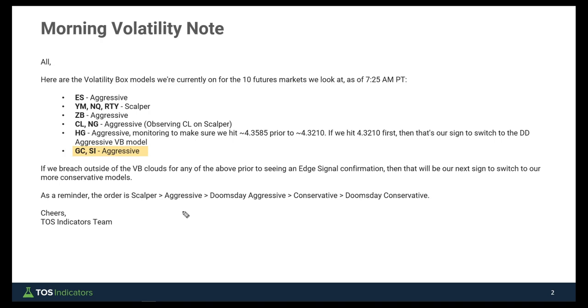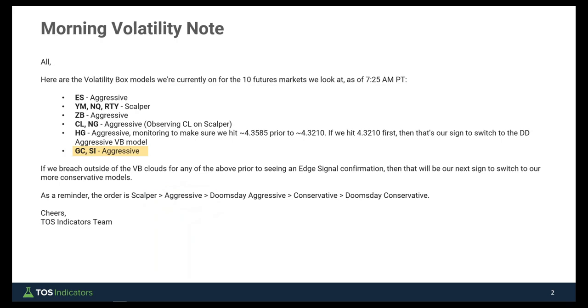So inside of gold and silver, both of those were on their aggressive volatility box model. The one takeaway from that, the piece of information you can gather, is we were not on the scalper, meaning we had broken past or out of one model's volatility. That tells you both of these markets, they're moving. There's something interesting there that might set up the fact that they're not on their lowest model, the scalper, but instead off of the aggressive. So that's your first hint.